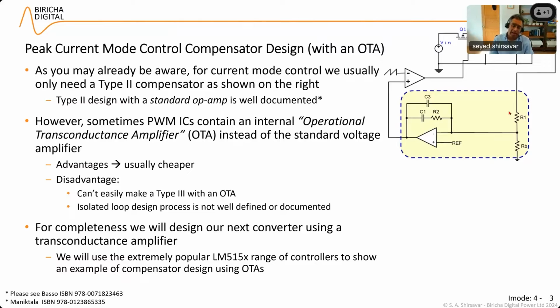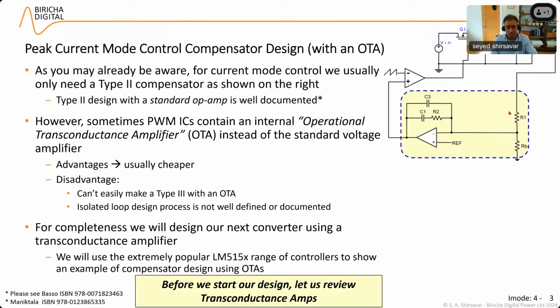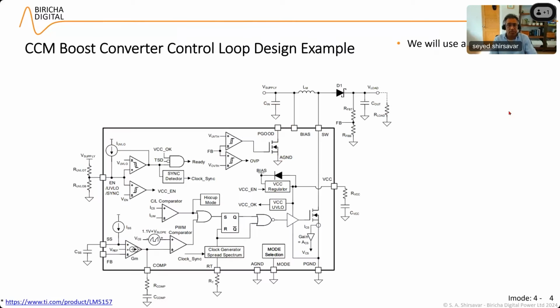So for other applications of current mode, which is basically anything non-isolated, all the non-isolated flybacks, all of the boosts, all of the SEPICs and so on, it's extremely popular. We're going to design one, and we're going to use the very popular range of TI PWM ICs, which is the LM5157X range, and they have an internal transconductance amp. So let us quickly have a look at what it is all about.